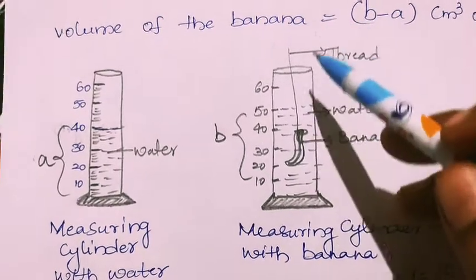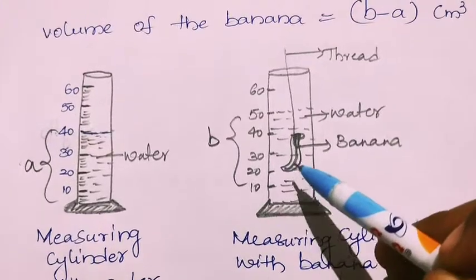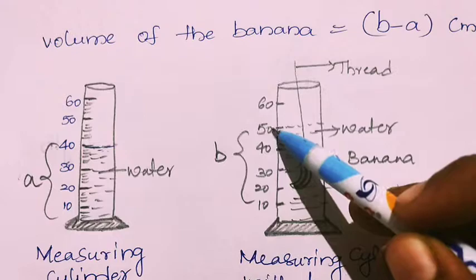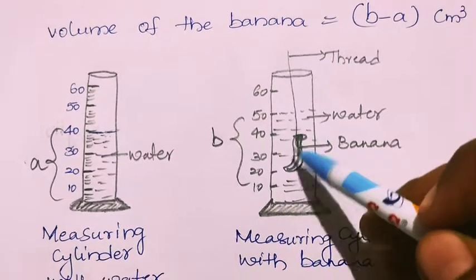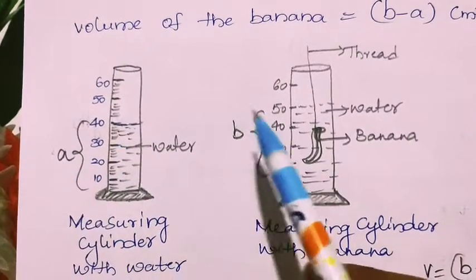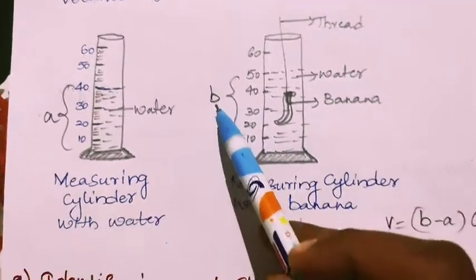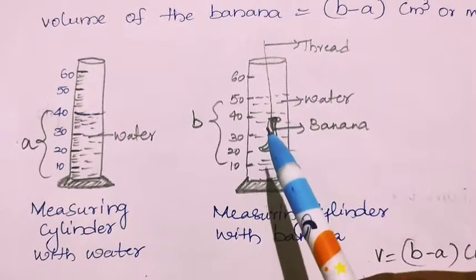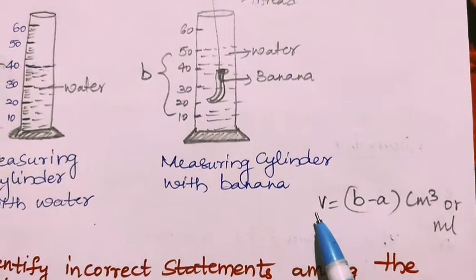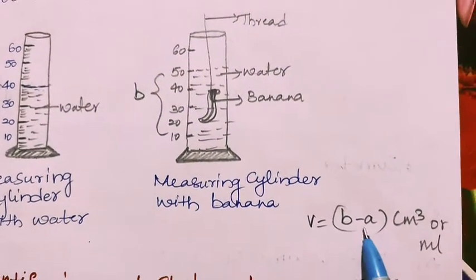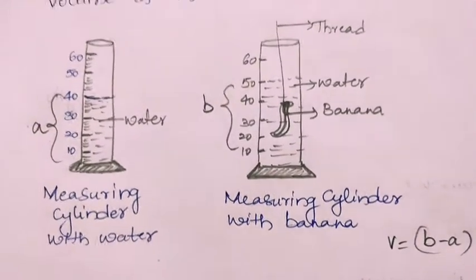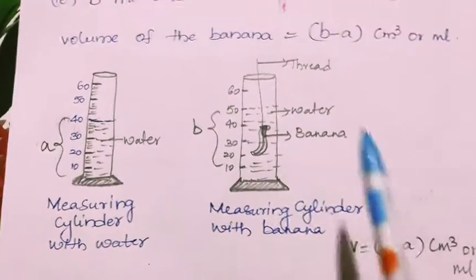When we are putting the banana inside the measuring cylinder, the volume of the water is also increasing. So this increase in the level of the water is nothing but the volume of the banana. So first volume is A, second volume is B, we have taken for example. So next, the volume of the banana we are going to get is B minus A, like this. Volume of banana is B minus A centimeter cube, or you can write milliliters. So this gives the volume of the banana.